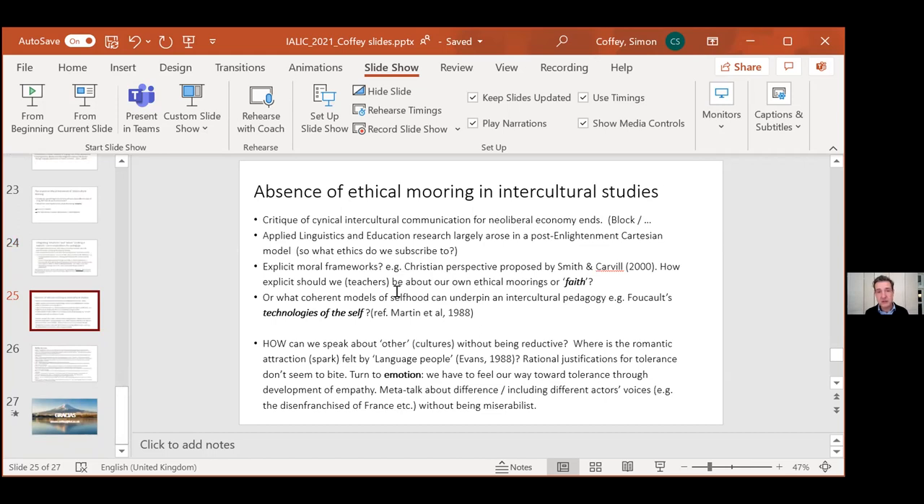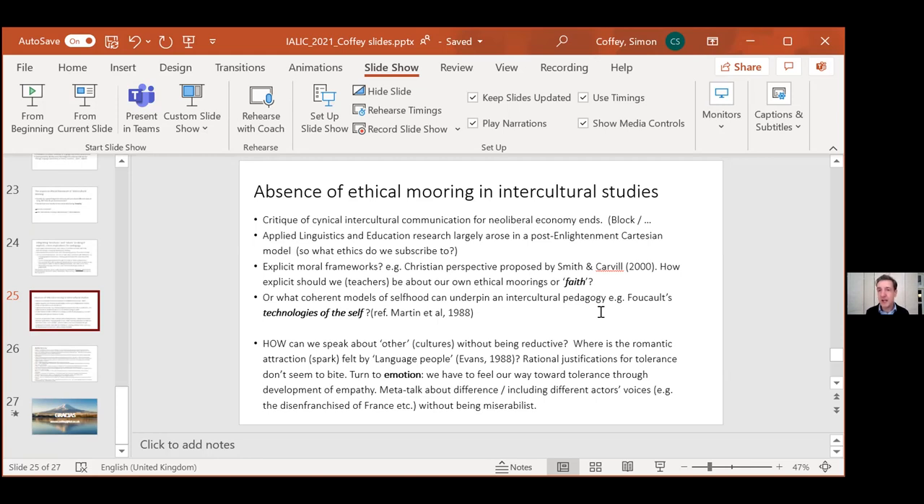So just coming to the end now, it's my last slide, is really this absence of ethical mooring. I think it is a big problem for me. Maybe I'm just missing it or I don't read enough books about it, but I don't really get what people mean when they talk about where they're coming from in terms of developing intercultural awareness. Are we talking about where we come from? What's our faith perspective, if we have one, for example? I think it could be more explicit.